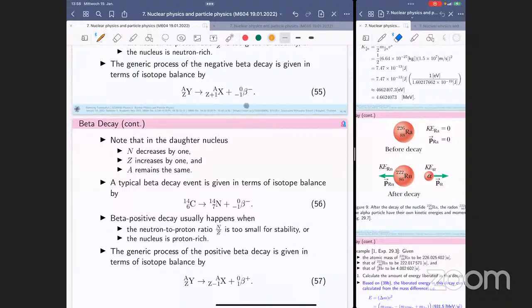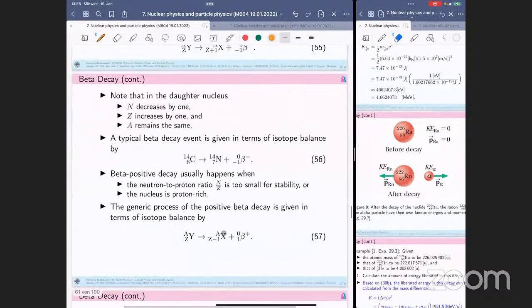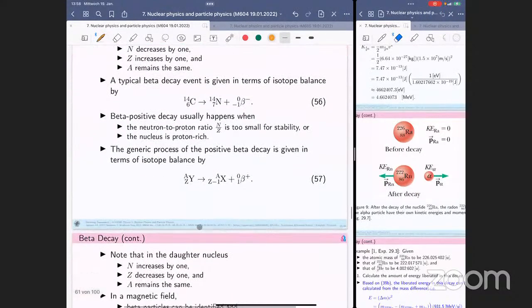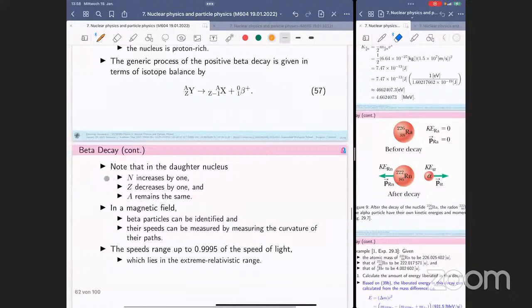Positron is the anti-particle of the electron. The mass of the positron is exactly the same as the electron, but the charge is the opposite. The positron has a positive charge. The electron has a negative charge, 1.6 times 10 raised to negative 19 coulombs. And that's the general process for the beta plus decay.